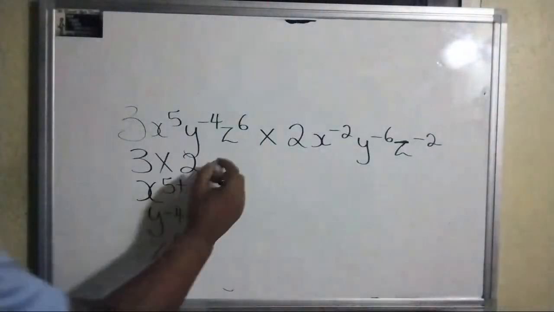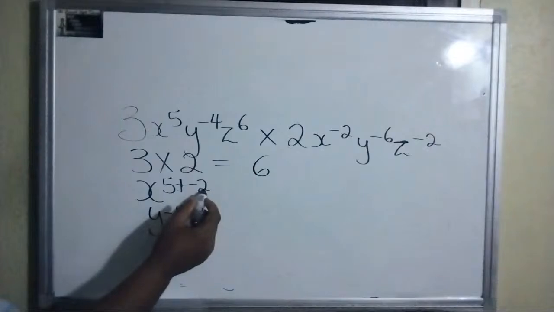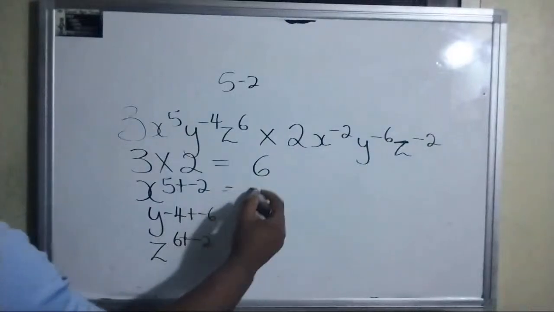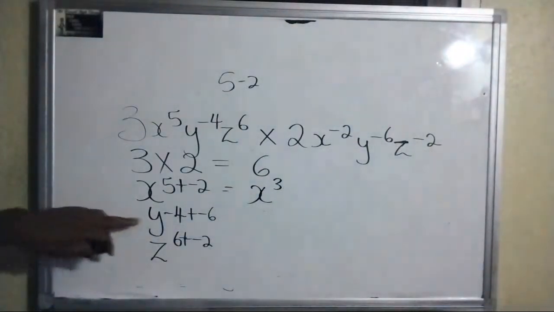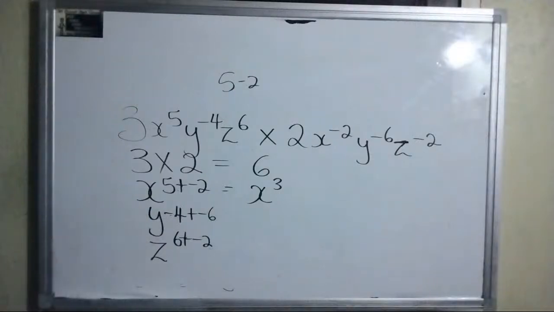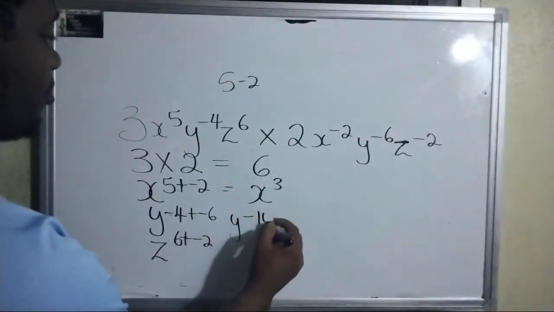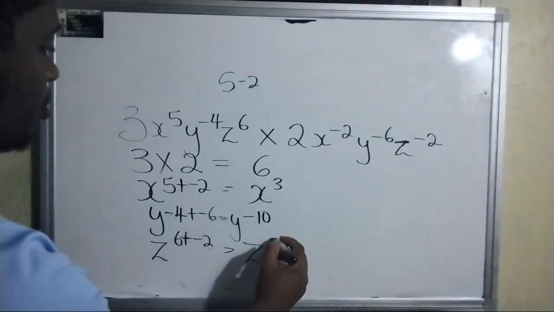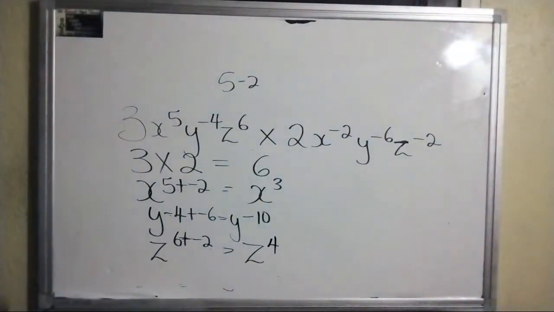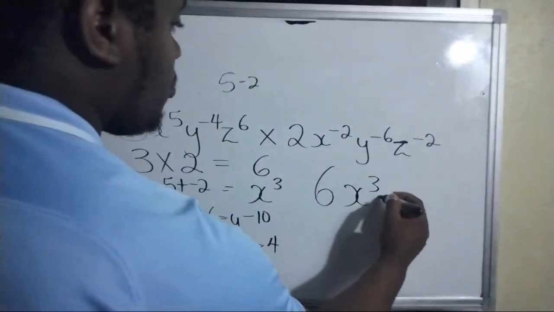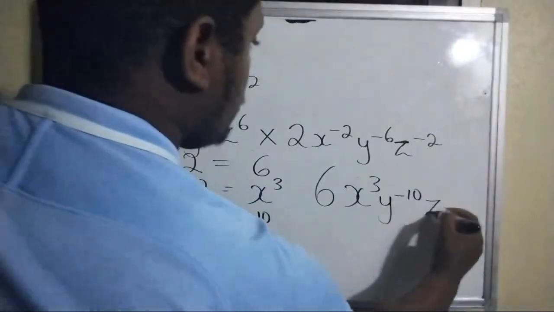Alright, we could discuss them now. 3 times 2 is 6. 5 plus negative 2 is the same thing as 5 minus 2, which is equal to x to the 3rd power. Both of these are negative, so you have negative 4 plus negative 6. Somebody borrows $4 from you, then borrows $6 more. You have a total of $10 owed, right? And then z to the 6 minus 2, which is z to the 4. And then we'll just put them all together. So I have 6, x to the 3rd, y to the negative 10, and z to the 4.